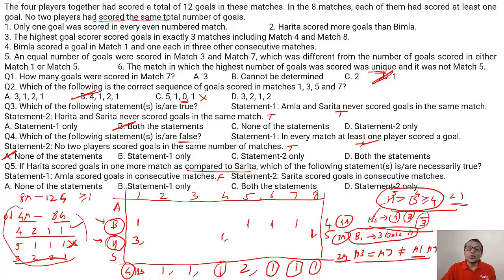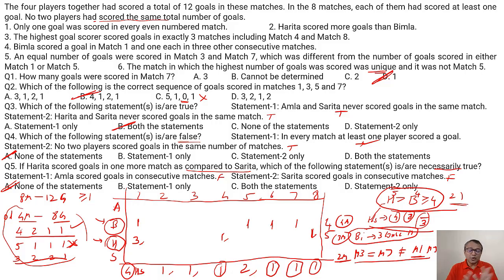Sarita scored goals in consecutive matches? Necessarily true, not necessarily true. It can be in first and 5th match possible, 3rd and 5th match possible, so this is also false. Okay, not necessarily true. So none of the statements are necessarily true. So A option. I hope this is clear with regards to the process of solving.